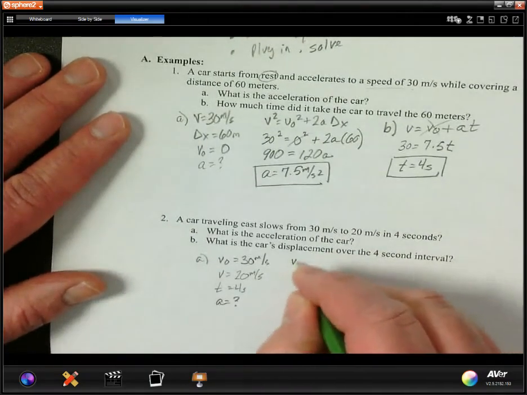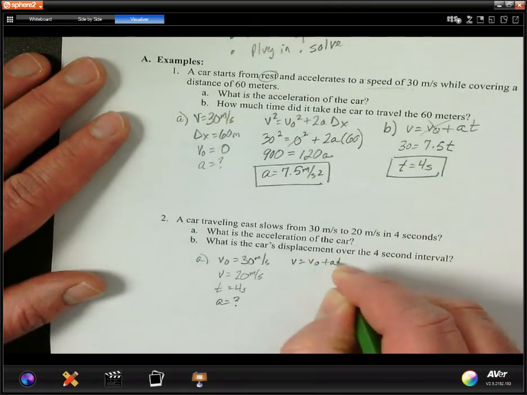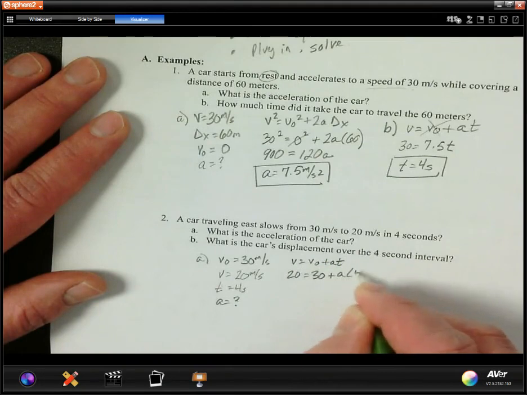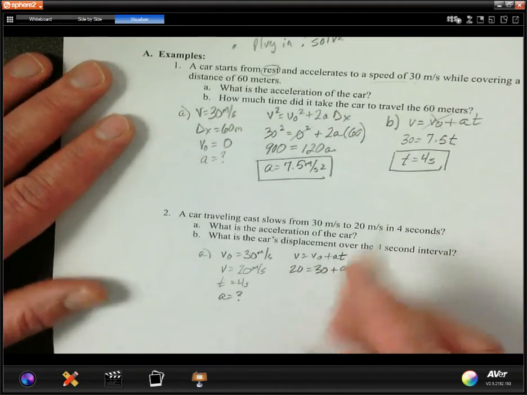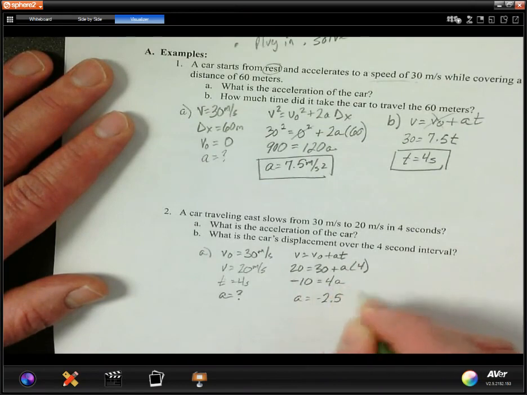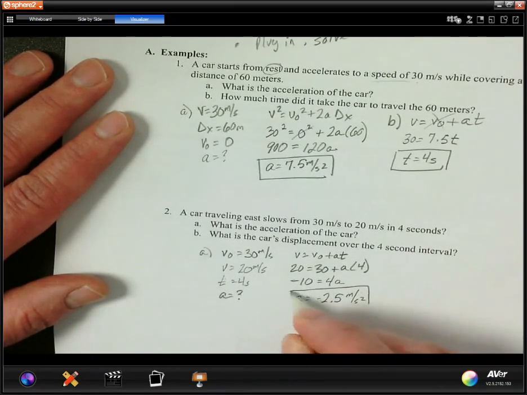So v equals v0 plus at. 20 equals 30 plus a times 4. We'll subtract 30 from both sides, and that's going to give me minus 10 equals 4a. And a is minus 2.5 when I divide 10 by 4. So there is my answer.